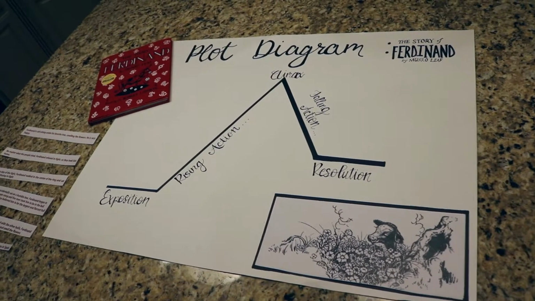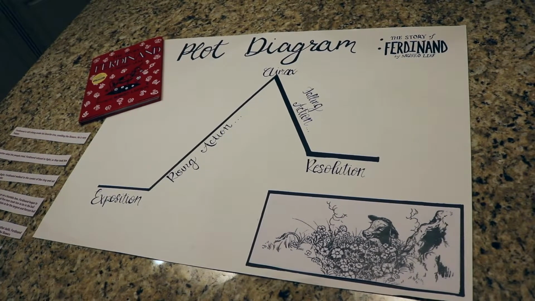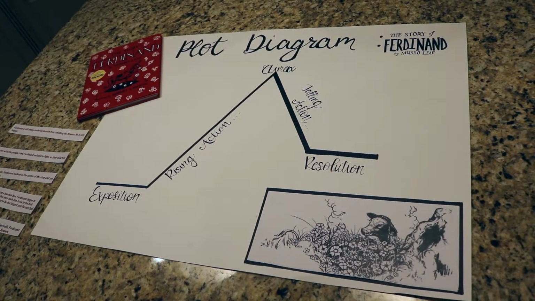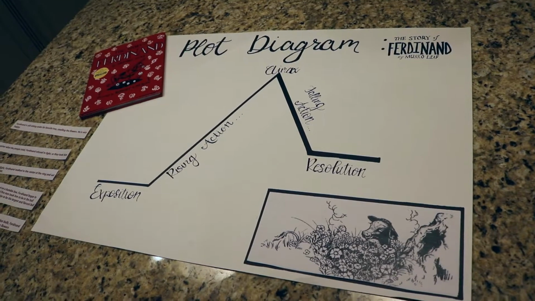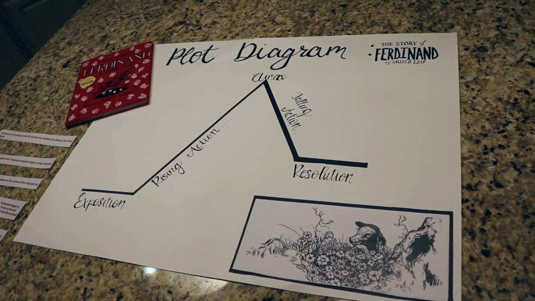Hi, my name is Cassidy Breeding, and today I will be showing you how to make a plot diagram. For this example, I will be using the story of Ferdinand, written by Monroe Leaf. I will start by explaining the components of a plot diagram.